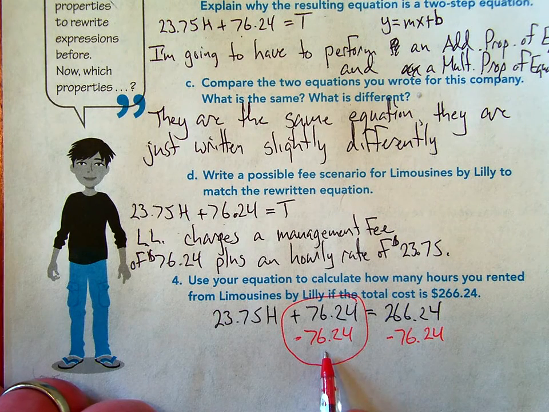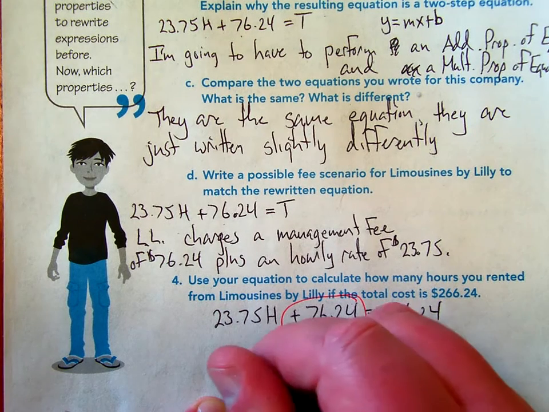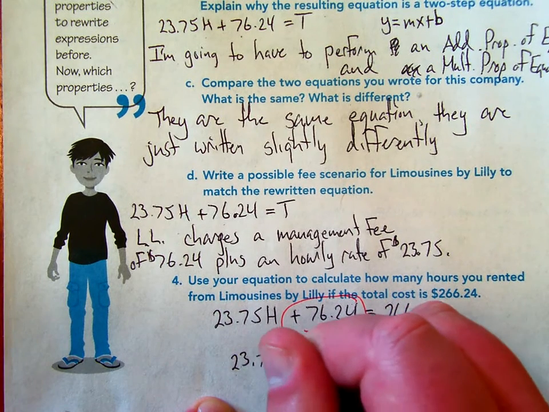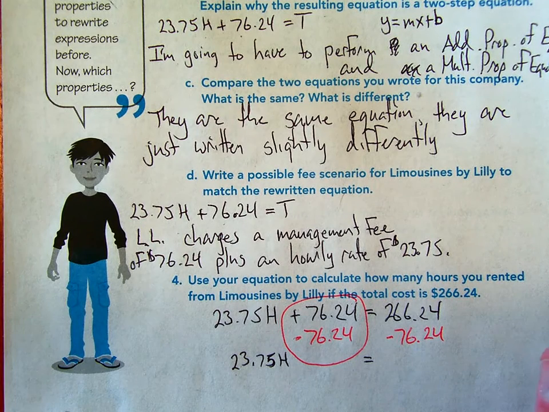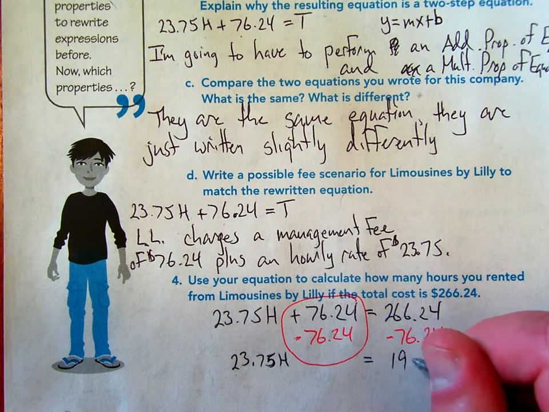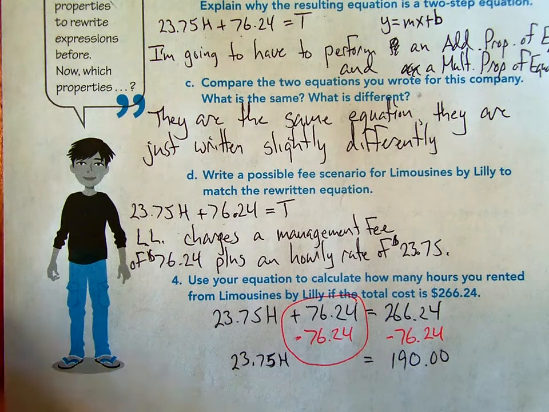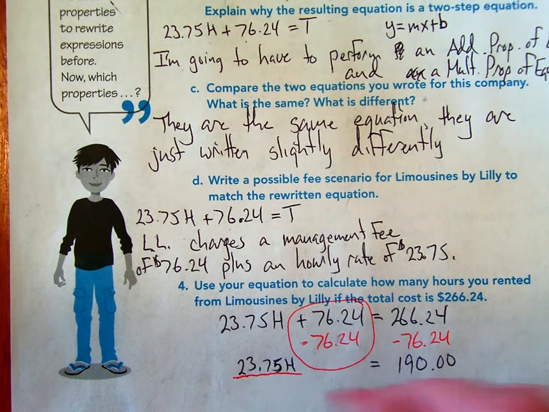Over here, I have my 23.75 times the number of hours, and then 266.24, using my calculator, minus 76.24 equals 190. So again, I need to get H all alone. H is being multiplied by 23.75. How do you undo multiplication? What undoes multiplication? Division. So we're going to divide both sides by 23.75.